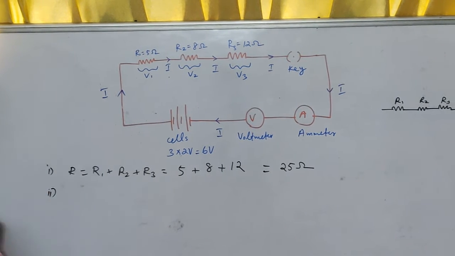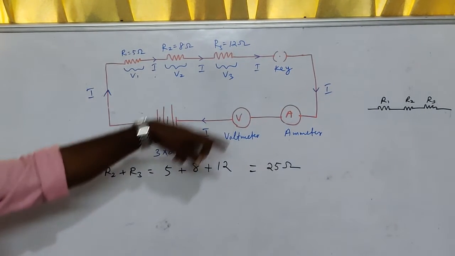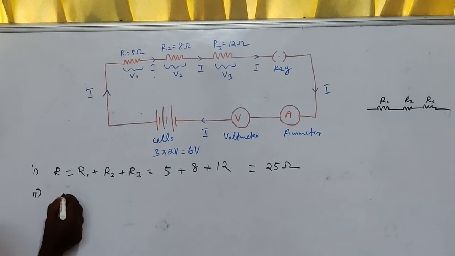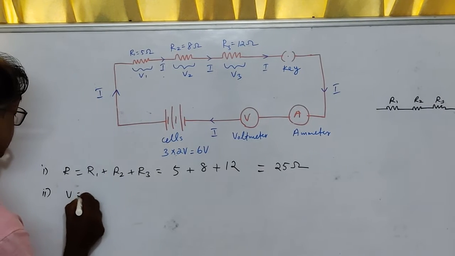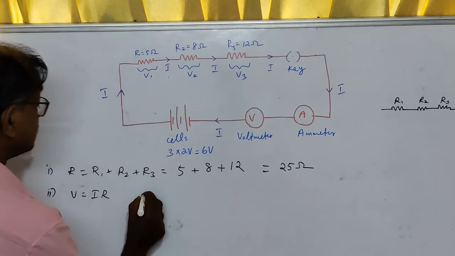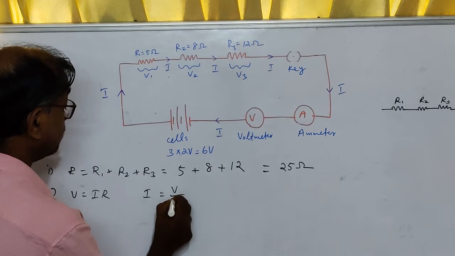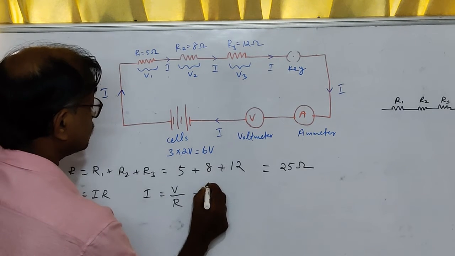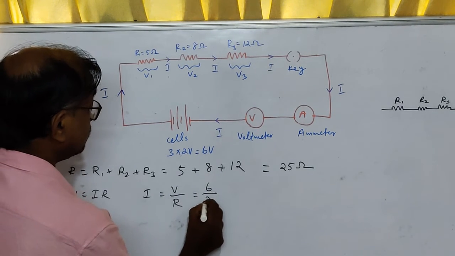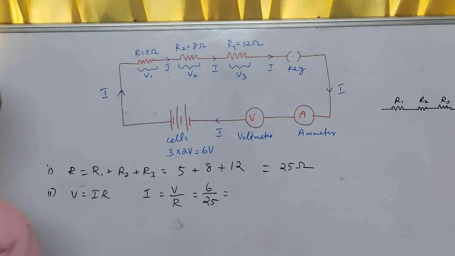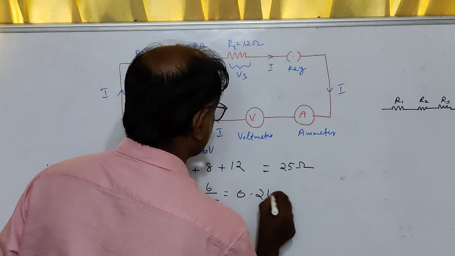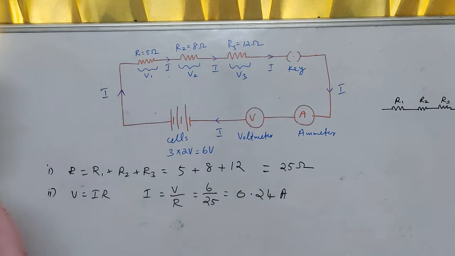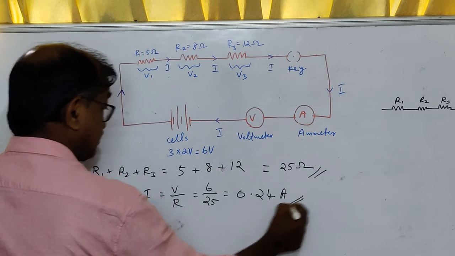Then second question, what is the current I ampere passing through this circuit? By Ohm's law, we know that V is equal to IR. This is Ohm's law. So what is I? I is equal to V by R. V is equal to 6 volt by R is 25. So you are getting the result 6 by 25 is equal to 0.24 ampere. This is the first answer, this is the second answer.